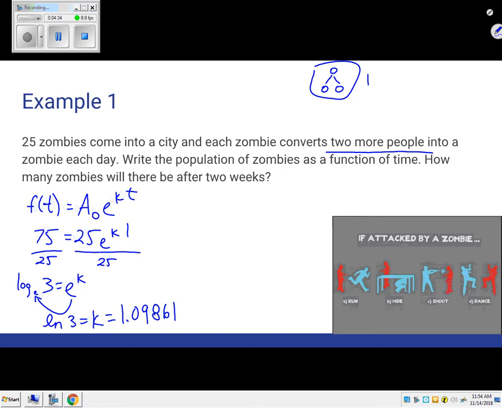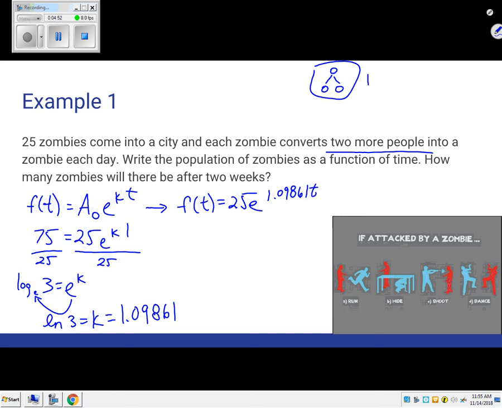So now I'm ready to write this as a function of time. So my 25 zombies are going to grow by, it looks like about 9.8% each day, almost 10%. And then throw the t on.